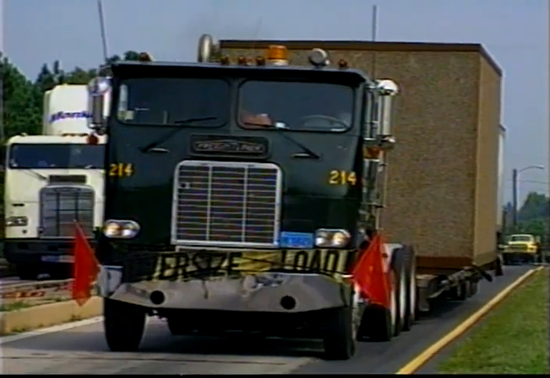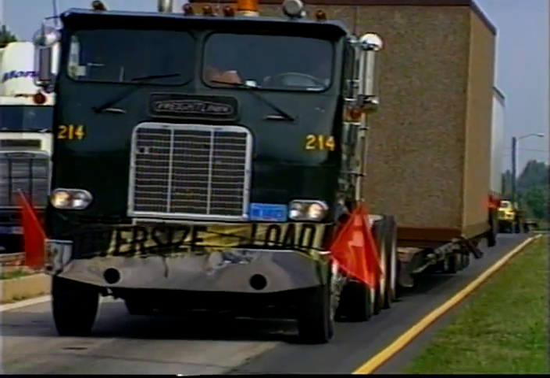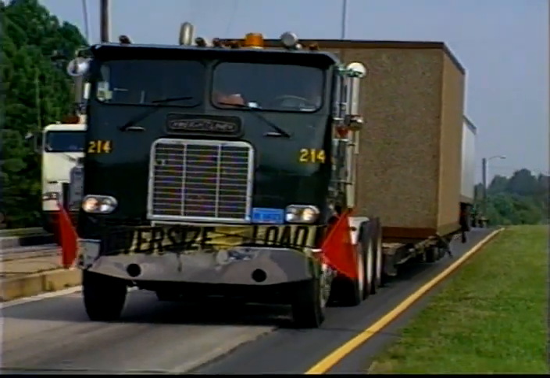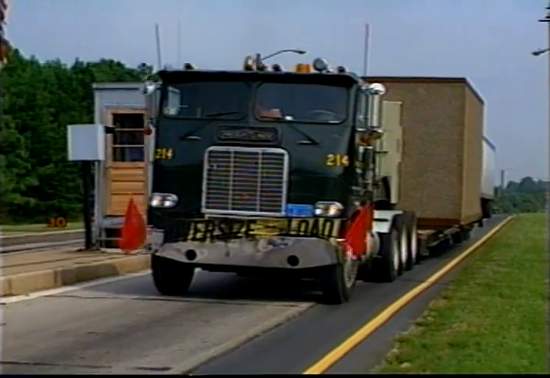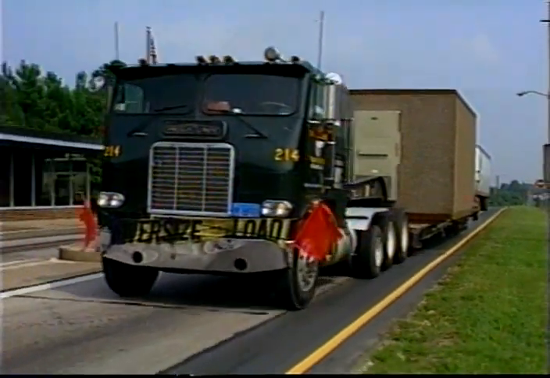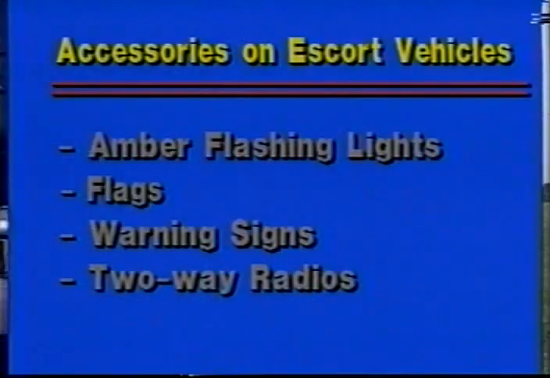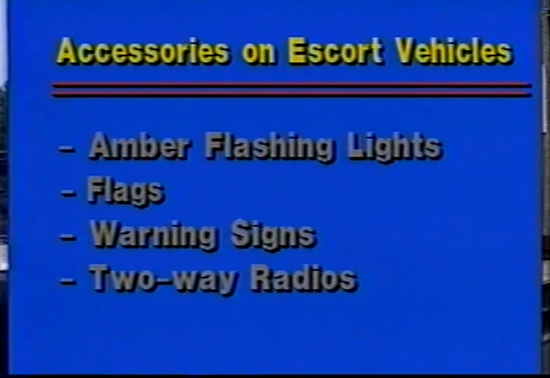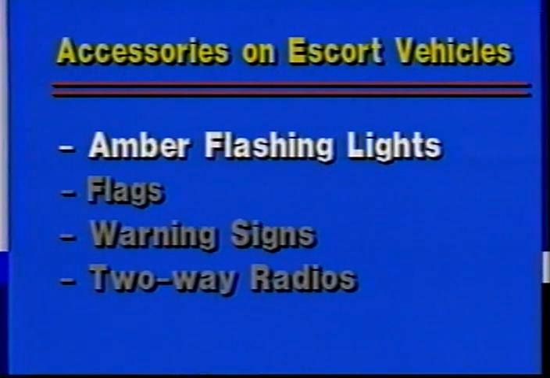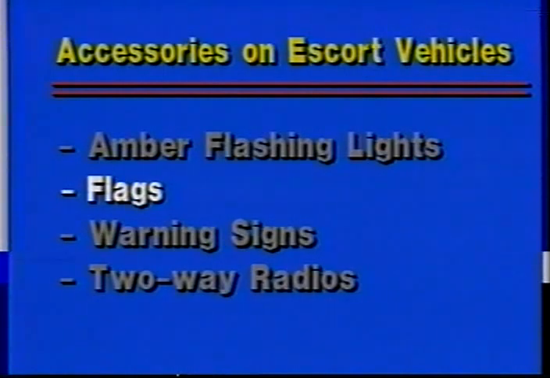Most states require warnings to motorists of the over-limit vehicles. These warnings may include signs indicating the over-limit, flags, and escort vehicles. Four types of accessories may be required on escort vehicles: amber flashing lights, flags, warning signs, and two-way radios between the over-limit vehicle and the escort vehicle.